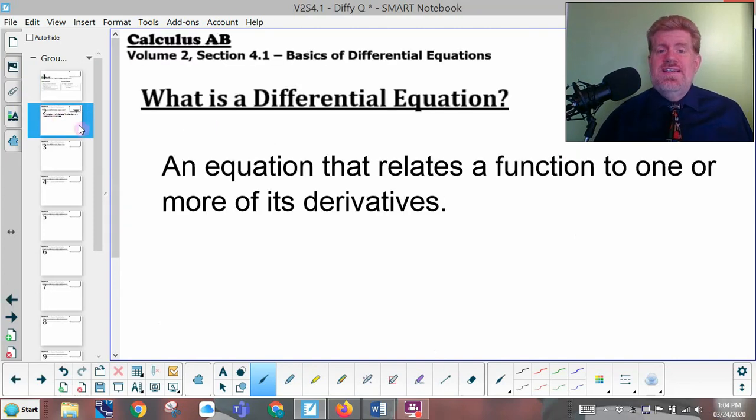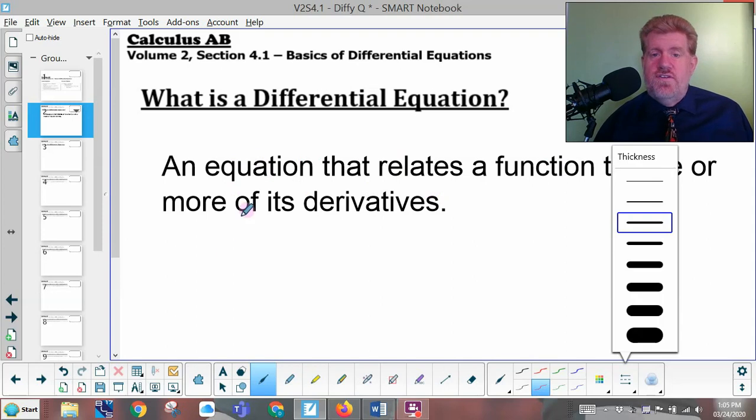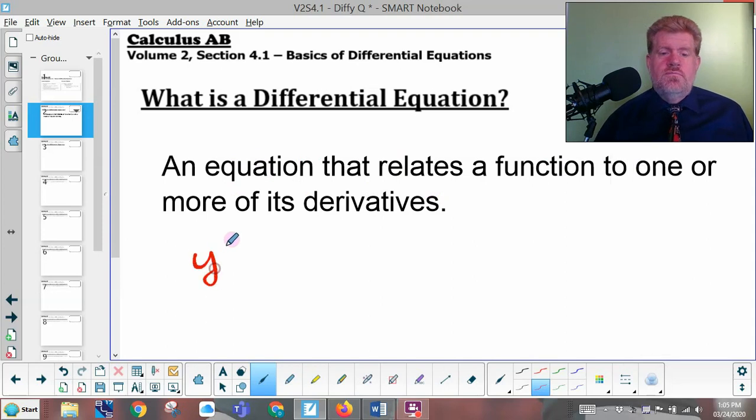A differential equation is simply an equation that relates a function to one or more of its derivatives. Let me give you an example. This is a differential equation. You've seen that equation before, y prime equals 2x. In fact, you could probably solve that differential equation, which means what does y equal? Yes, y equals x squared plus c. We'll be solving differential equations a little bit later because, of course, they're going to get more complicated. But basically, this is what a differential equation is.